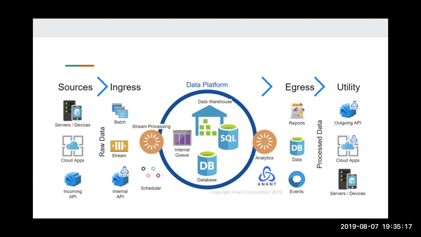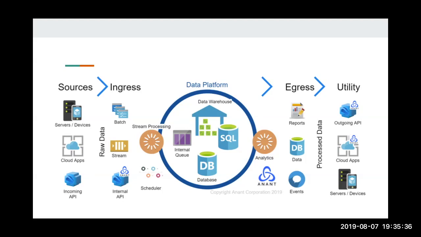Once the data gets in, so maybe there's an internal queue, it tends to go to some sort of relational database and some sort of non-relational database. Why do they use both? Well, you can't do everything in non-relational, and you can't do everything in SQL, in relational.